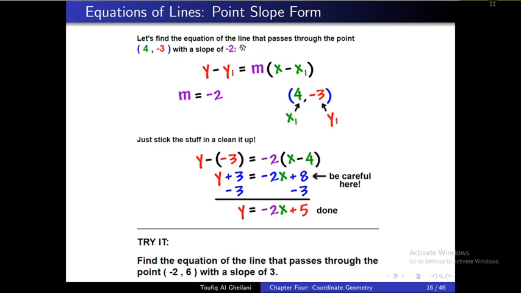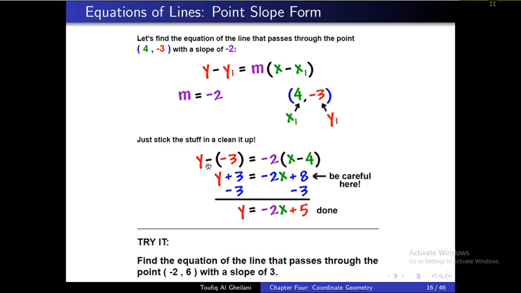Let's find the equation of the line that passes through the point (4, -3) with a slope of minus 2. So y minus y1 equal m times x minus x1. So the slope m is minus 2, and x1 is 4 and y1 is minus 3. So just stick the stuff in and clean it up.